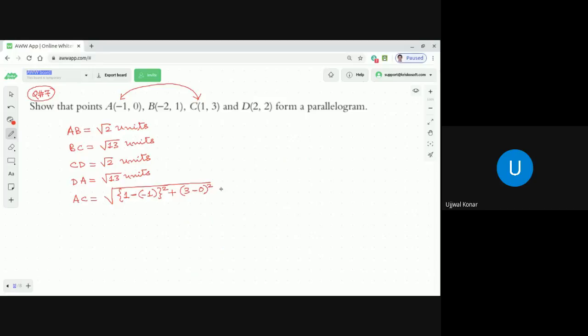Correct. Oh, yeah. Sir, BD is 3. Hold on. We'll come to BD later. First, let's complete AC, because I get so many versions of answers. Now I want your analysis of why there are so many answers. So see the way I'm doing it, you should also do it this way so that there is no chance of mistakes. 1 minus minus 1 means 1 plus 1, that is 2. 2 square is 4. And 3 minus 0 means 3 square, that is 9. So it is equal to root 13.